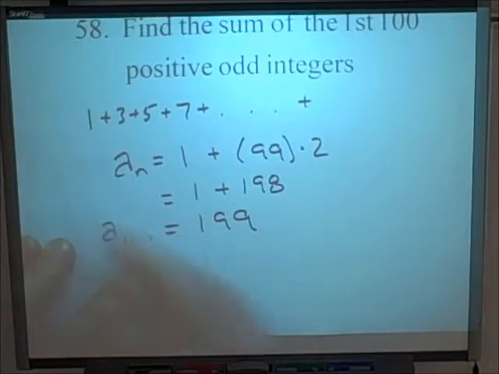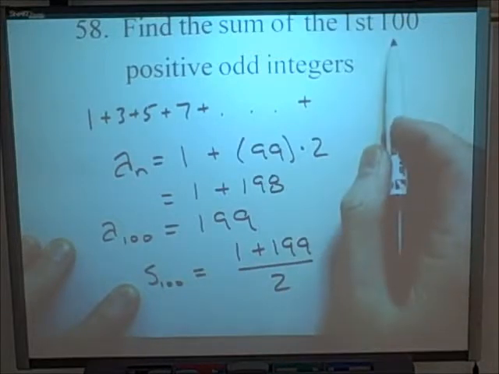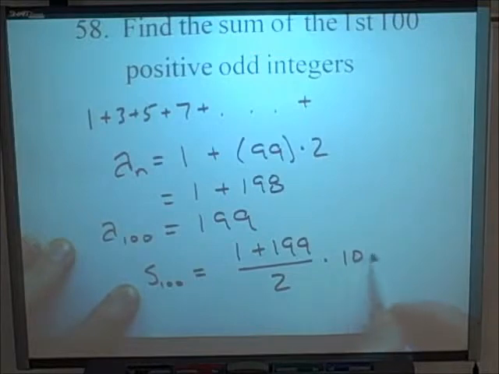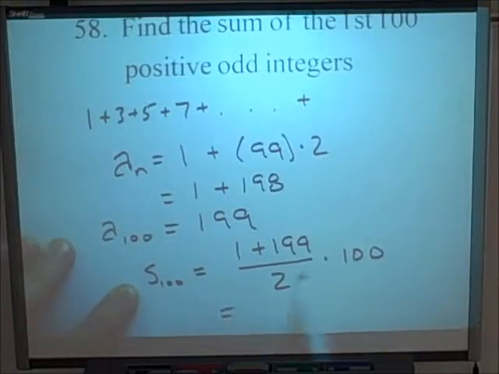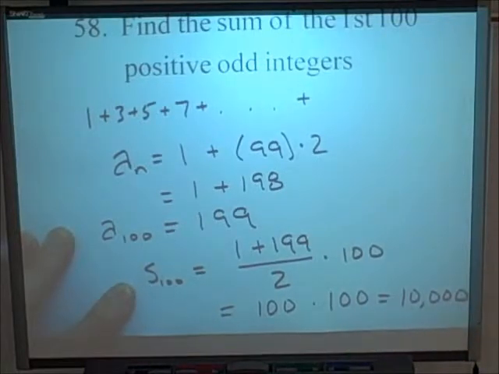Our average term is our first term, so our sum of the first 100 terms is our first term 1 plus our last term 199 divided by 2. That's the average term. How many terms are we dealing with? 100. Pretty convenient here. We've got 200 divided by 2, 100 times 100, or 10,000. If they were only all that easy.